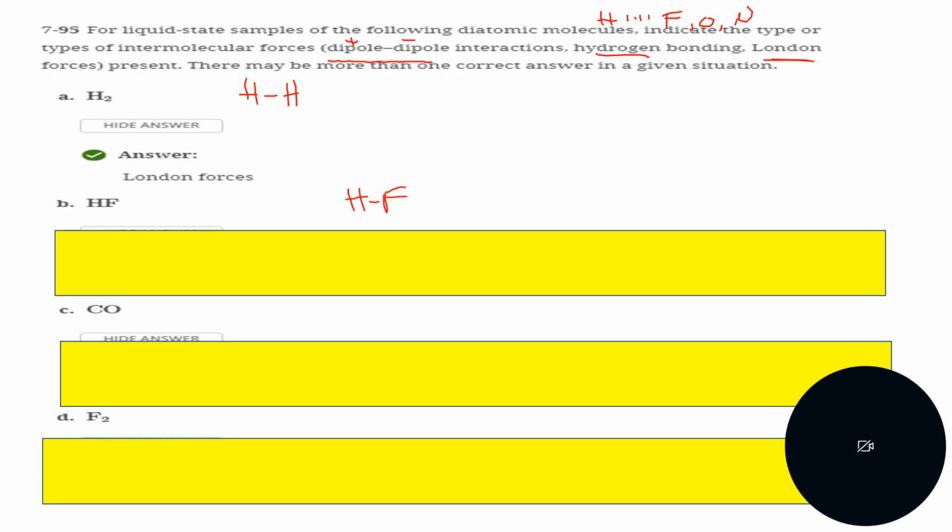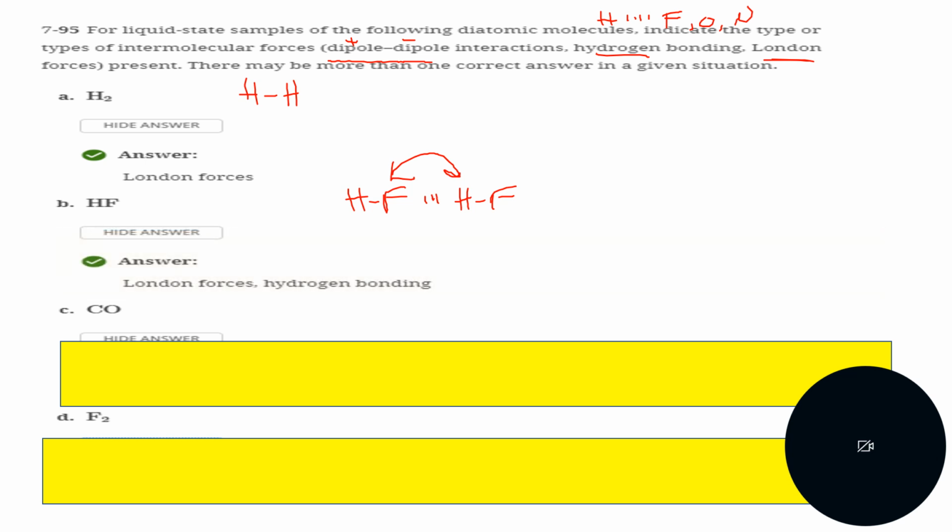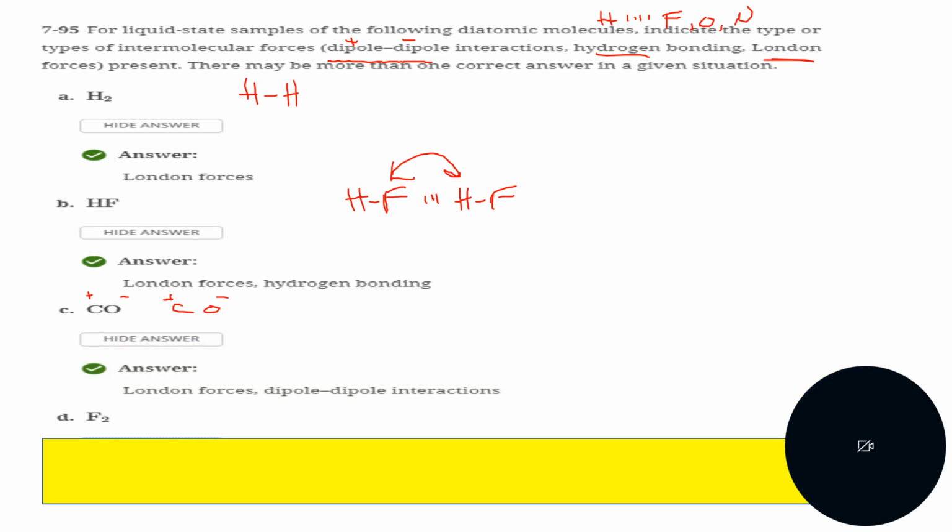For this one, there could be a hydrogen bond between the H of this molecule and the F of that molecule. So there is hydrogen bonding taking place, and there's always London forces taking place. For C, carbon monoxide, this is a polar molecule. So we have a slight negative and a slight positive. So when another carbon monoxide molecule interacts, there's going to be a slight attraction between the negative and the positive ends of opposite molecules. So there are dipole-dipole and London forces.